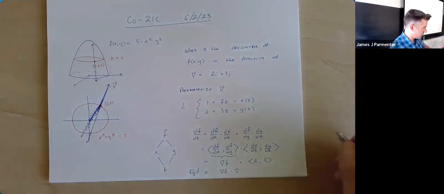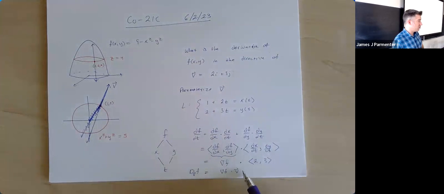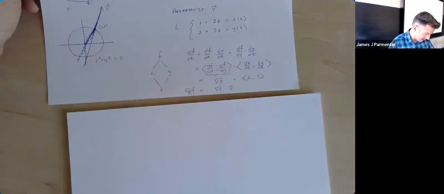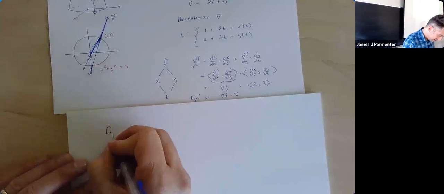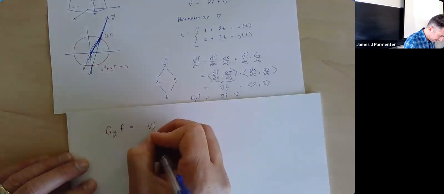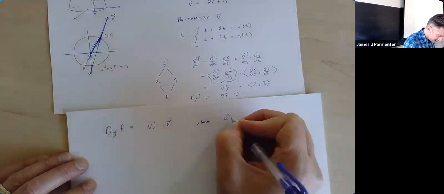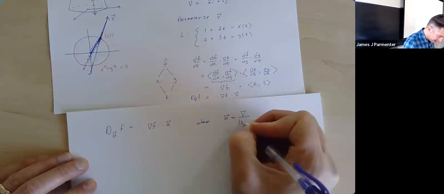Now I missed a small thing here. What we typically also want to do is normalize v, right? Here my vector v is not normalized. So what I really should have said is my directional derivative in the direction of the unit vector u is going to be the gradient of f dotted with u, where u is just v divided by its own magnitude.